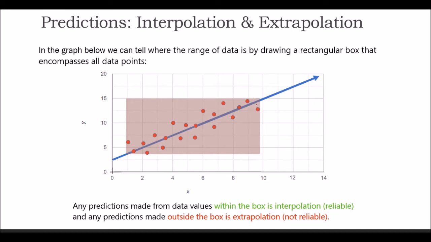So let's say, for example, Huckton makes a prediction. What's the value of y if x was 12? That would be here. Huckton, tell me, is this interpolation or extrapolation? Interpolation. I just made a prediction outside the box. Why is it extrapolation? Because it's not in the box. It's not accurate, or it's not within the range.